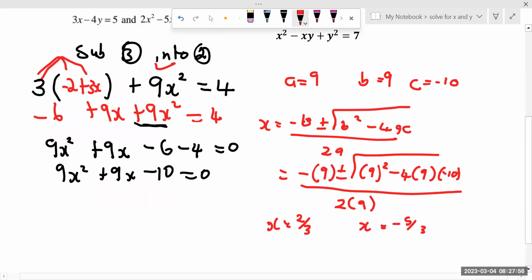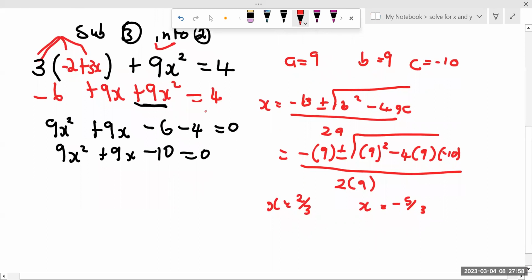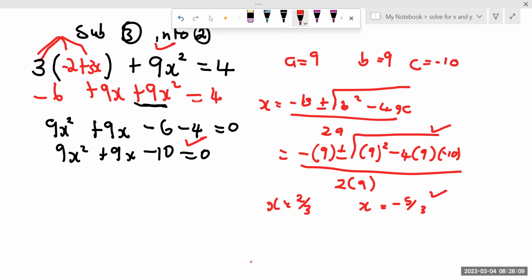Now, what else do we mark here? Let's check. We're going to give you a mark for correctly substituting again. We're going to give you a mark for standard form. And then we're going to give you a mark for factorizing. We're going to give you 1 mark for both answers of x. Are we done here? We're not done. We still have to do.